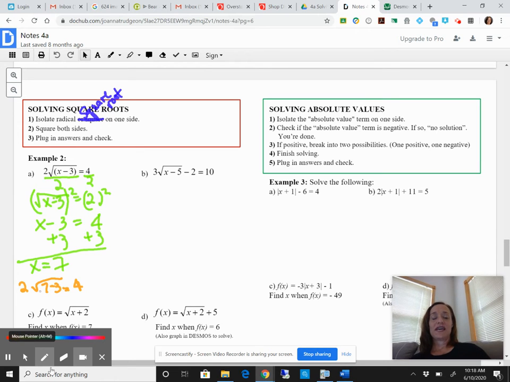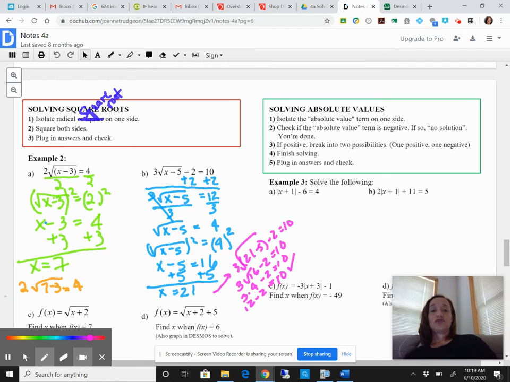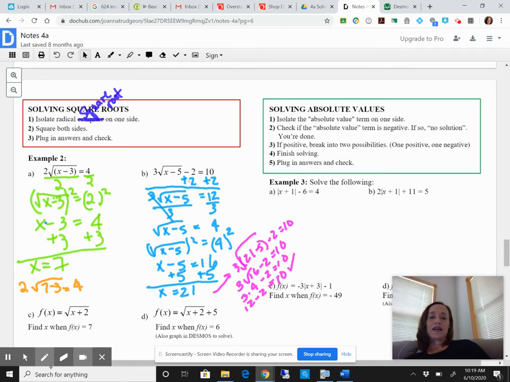So go ahead and do that. You should have gotten x equals 21. You add 2 to both sides. You then divide by 3.